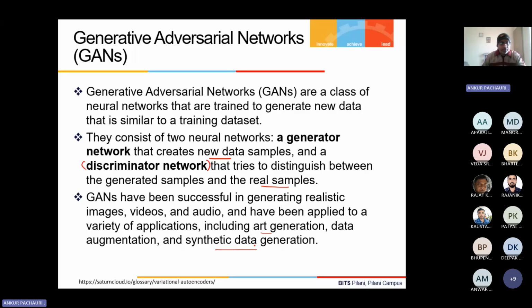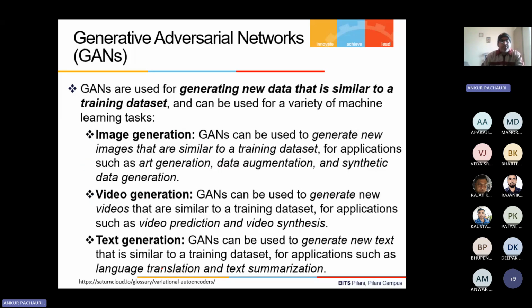You can go through those blocks to understand more. So GANs are used for generating new data that are similar to the training data set. So they can be used for a variety of machine learning tasks such as image generation. GANs can be used for generating new images that are similar to the training data set for applications such as art generation, data augmentation, synthetic data generation. For video generation, GANs can be used to generate new videos that are similar to the training data set for applications such as video prediction and video synthesis.